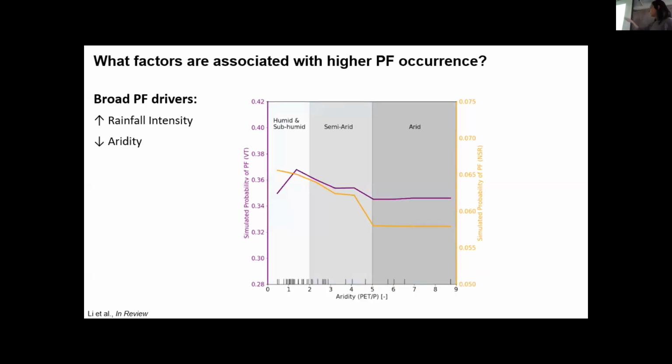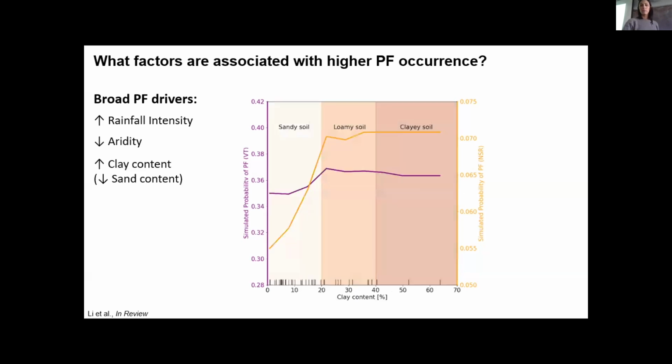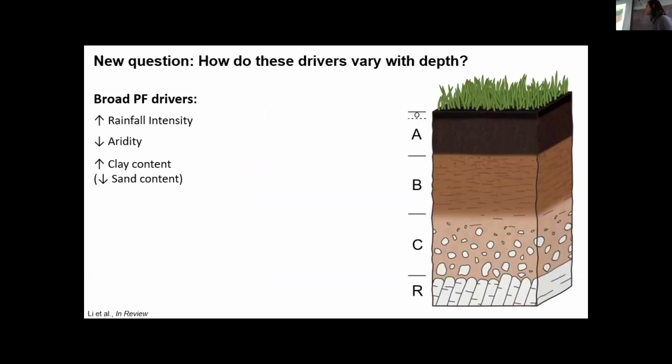In contrast, this relationship is a little bit weaker, but as you move into more arid locations where conditions are drier, you also get a slight decline in preferential flow occurrence compared to wetter, humid, and subhumid sites. And then there's also a soil component, where when you move into areas that have higher clay contents in their soil, you also increase the probability of preferential flow occurring. So these factors are good to know, and it's very broad.